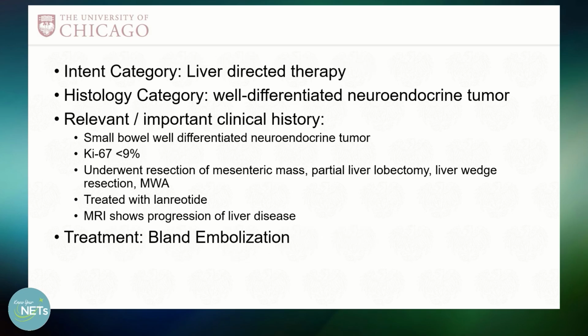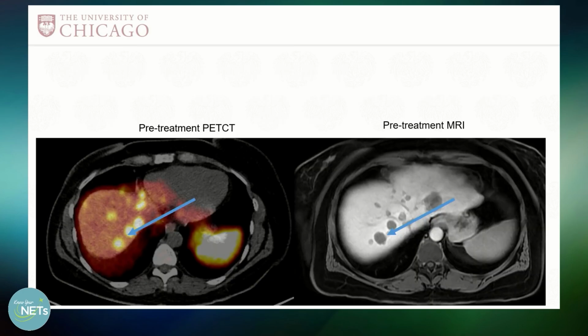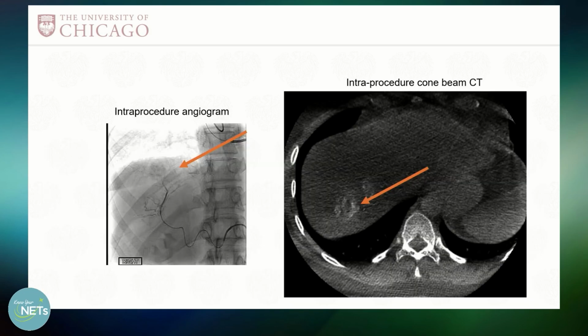So here are a couple examples. Here we have a patient that we performed bland embolization on. I want to focus your attention on this tumor here in the right side of the liver that shows some activity on the PET-CT and their MRI. We see the lesion well defined there. Here's our angiogram, and we actually can localize the blood vessel going to that tumor.